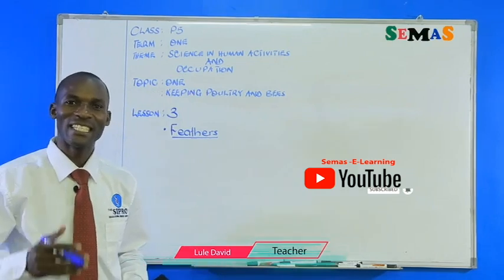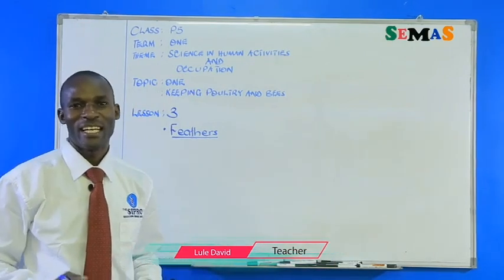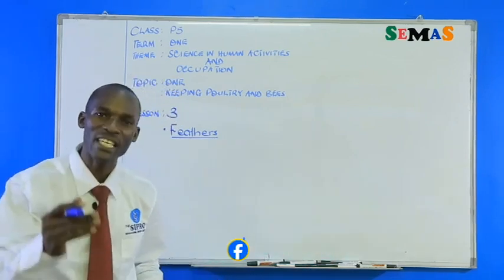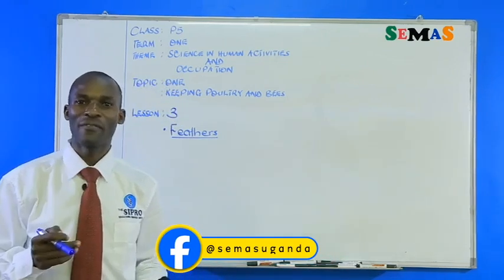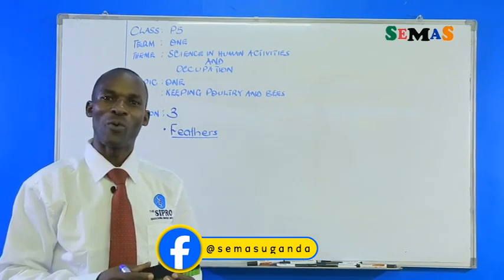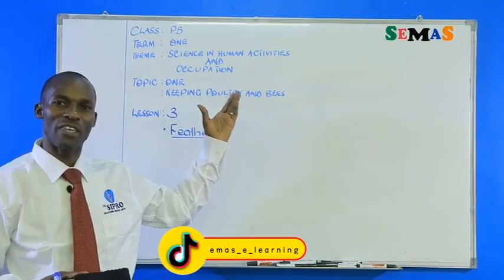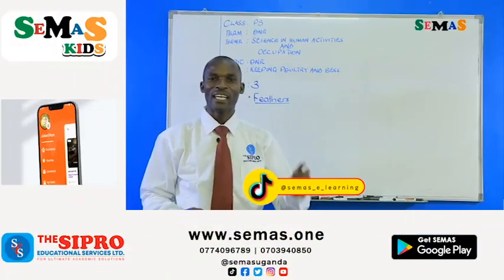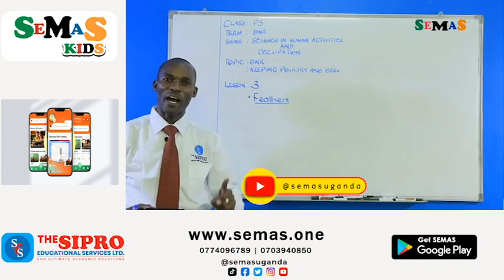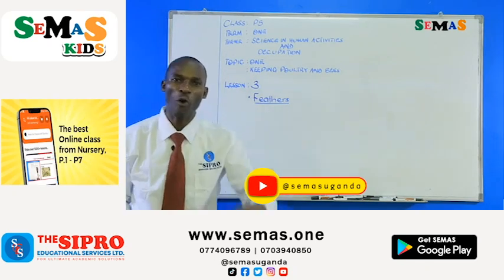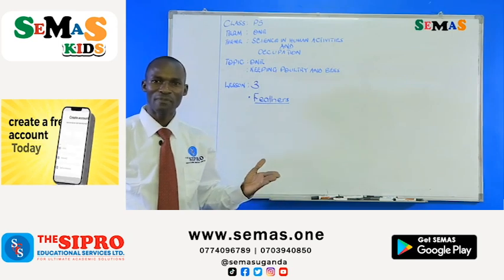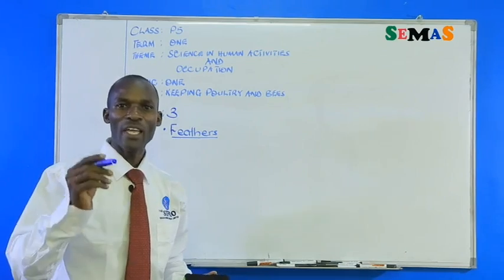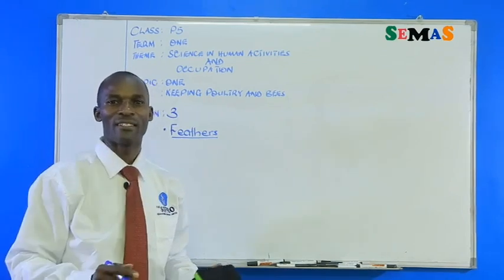My name is David Lule, and we are here for lesson 3, P5. Remember, we are still taking on our theme, which is science in human activities. Topic 1 of primary 5, and that is keeping poultry and bees. Yes, and today in particular, we are going to talk about feathers.